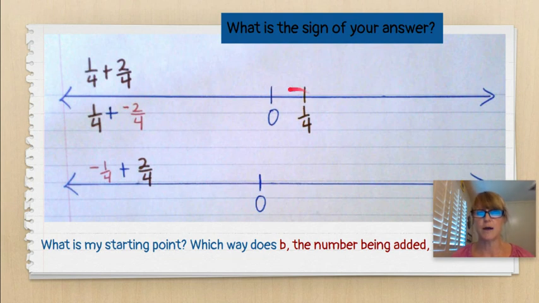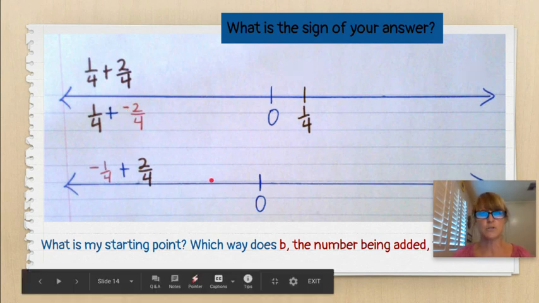Right? I've gone backwards 1/4, but that's not enough. I have to go backwards 2/4. So I've gone backwards 1/4 and another 1/4, and that will land me at negative 1/4. Again, the negative 2/4 will determine that my answer has to be negative in this case. So again, I subtract. 2/4 minus 1/4 is 1/4, and it's going to be negative because 2/4 is negative and it's bigger.